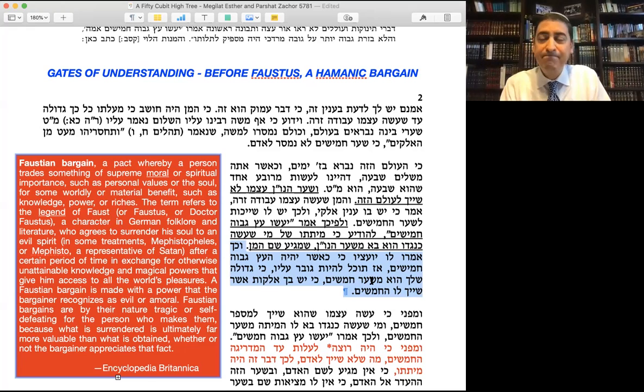Could be, but this is the Hamanic bargain, just like what would come later, lehavdil, in the world of Faustus. It's Dr. Faustus making a Faustian bargain, trading away something in order to get this mastery of the intellect and of the mind.